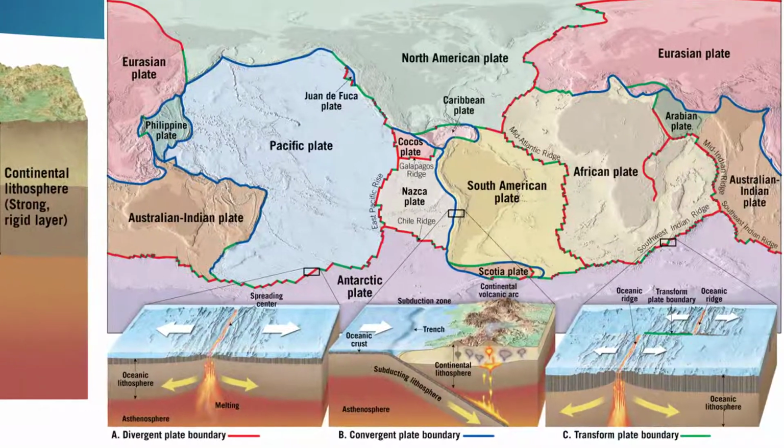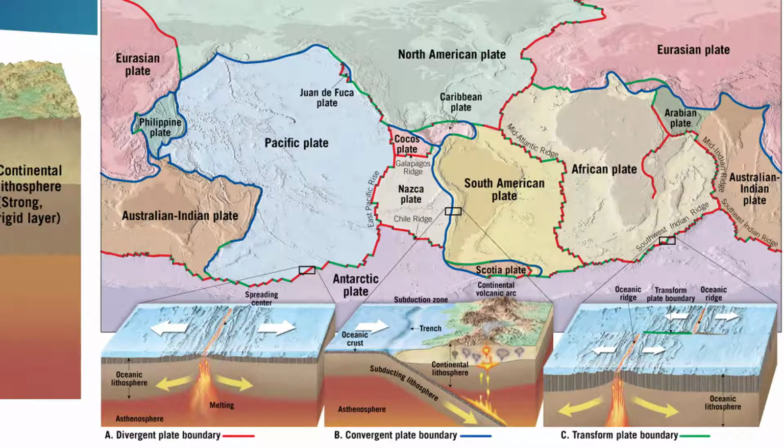In this image of Earth's plates, you see some red colored lines, some blue colored lines, and some green colored lines. What they all have in common is that they represent plate boundaries. And now we will go into detail about what's happening at these three specific types of boundaries.